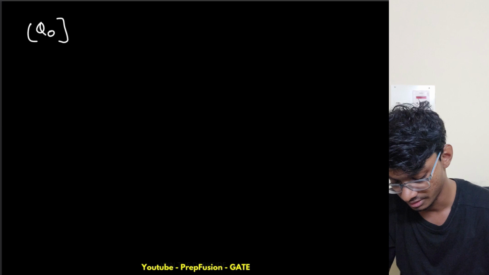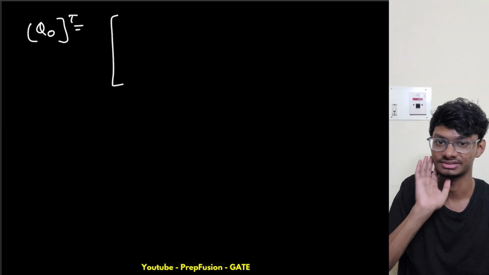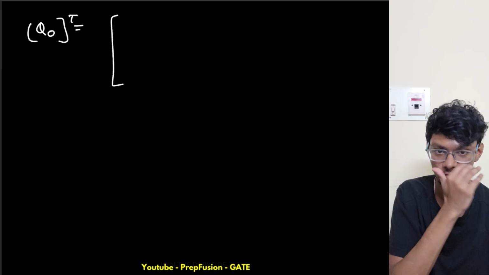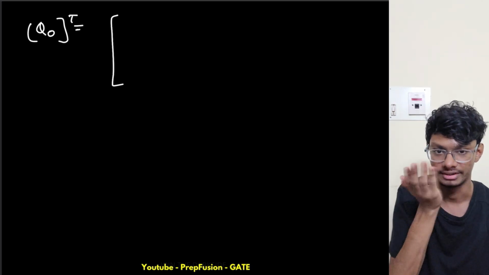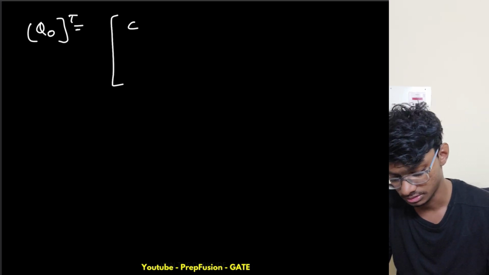So Q_O transpose is equal to simply this. This looks like a column matrix, but this really isn't. This is a combination of rows, right? Yeah, a row matrix, a combination of row matrices. So this finally becomes n cross n. So this is C only.